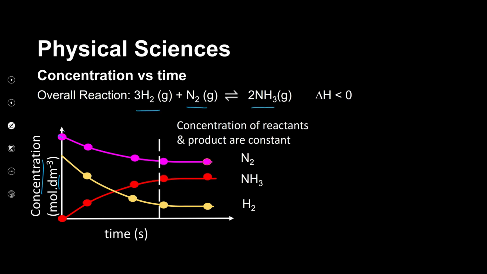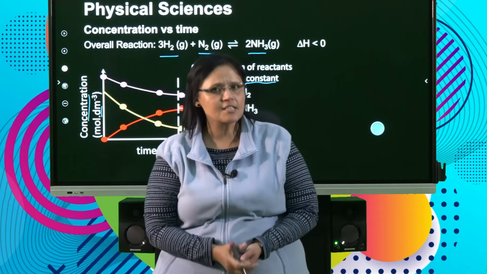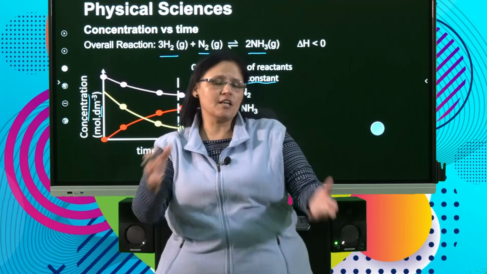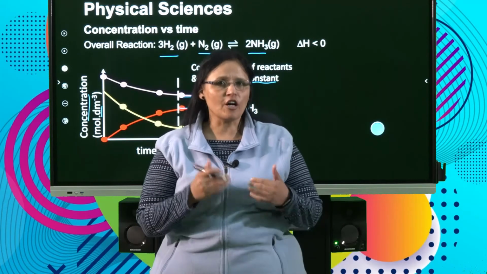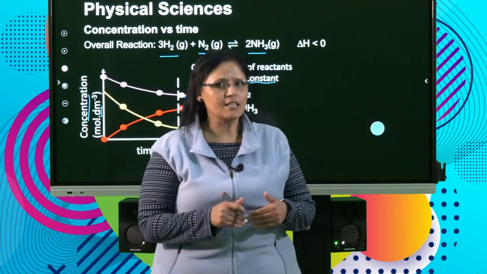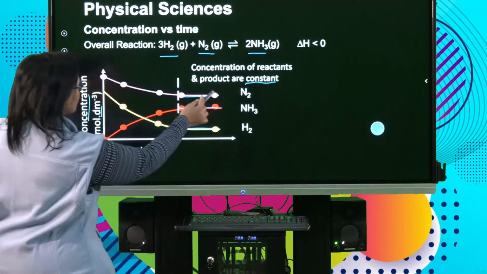The concentration of the reactants and the products at this point from the white line onward, these concentrations are constant. Remember, I said to you last time, we don't say the concentrations are the same because it's not necessarily the same. It's actually never really the same. But the concentration remains constant at that state of chemical equilibrium.